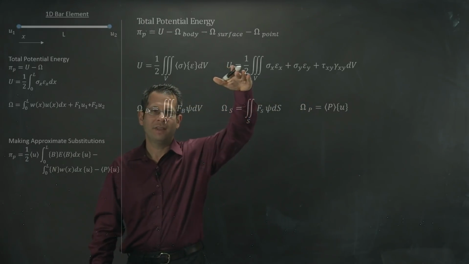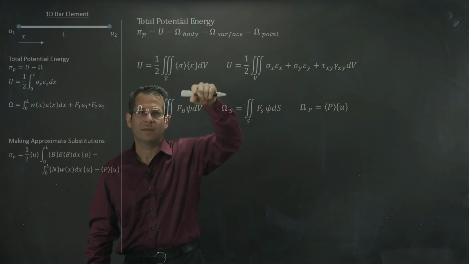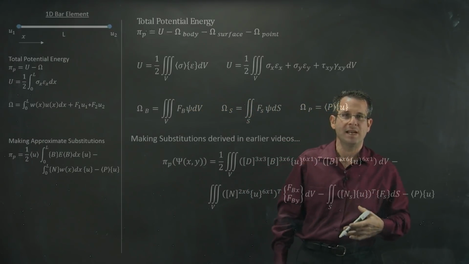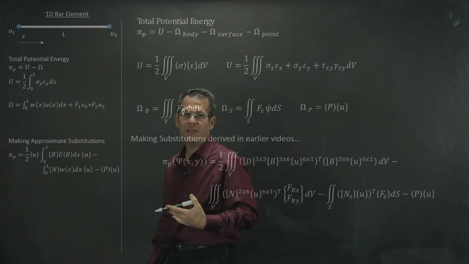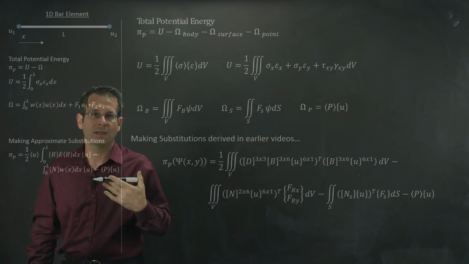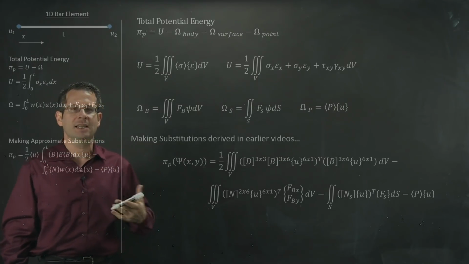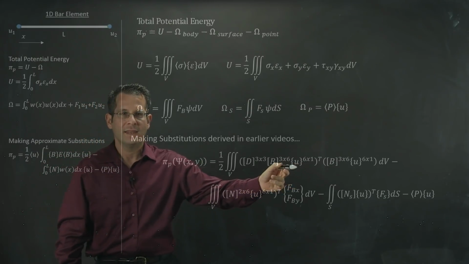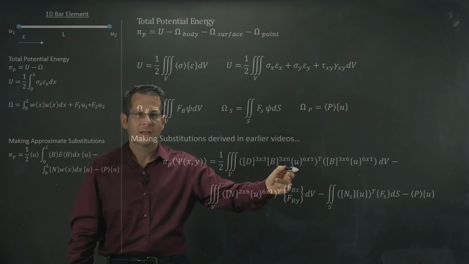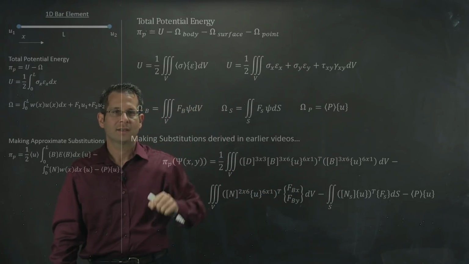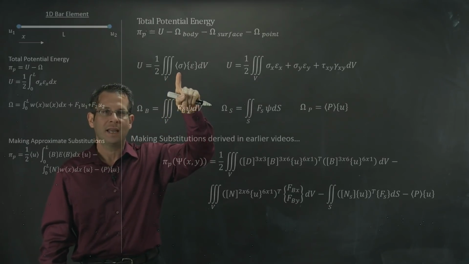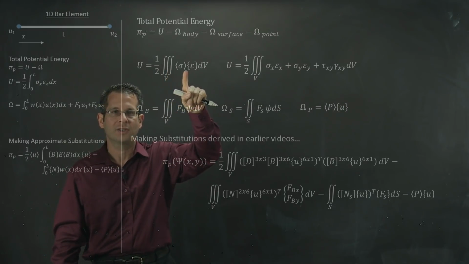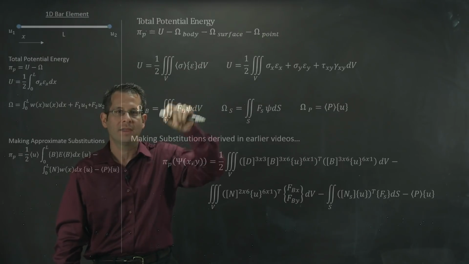Now that I have this, and remembering that I can now make substitutions for stress and strain, I can write out my total potential energy, substituting in the approximations I made earlier. Everything in this parentheses represents stress. So remember, stress is a 3 by 1. I have this as a row vector, so I'm going to have it as a 1 by 3.